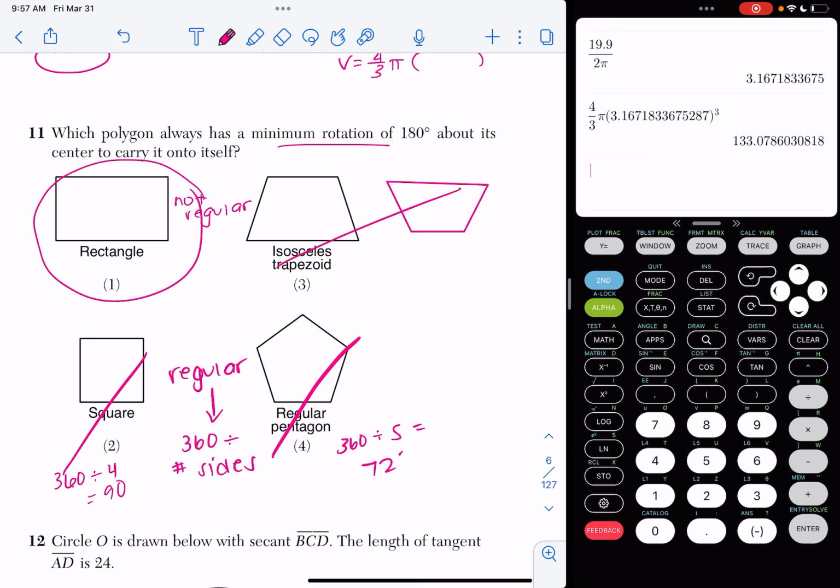Here's another tip you could use to help you. Instead of 360 divided by the number of sides, one rule you could use is 360 divided by the number of lines of symmetry. So a rectangle has 2 lines of symmetry. So if I do 360 divided by 2, I'll get 180. So that's another way you could answer this question.